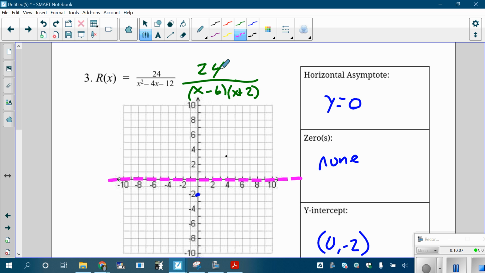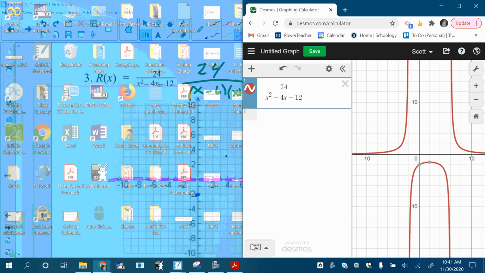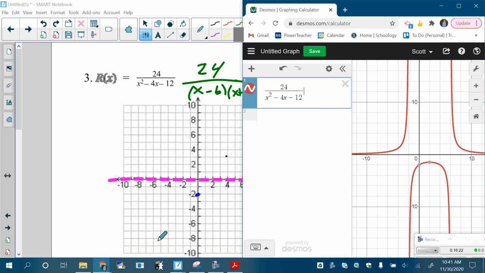So when does 24 equal 0? It's not a thing. Okay. Y-intercept, we plugged in 0 for x, we got -2. Again, we don't have a lot to work with here because we still haven't learned the last piece. But if you look at the Desmos graph, okay.